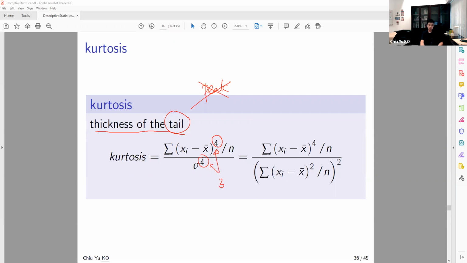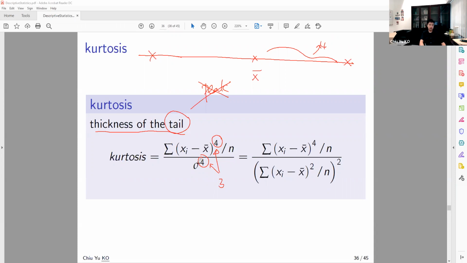And you will see why this is talking about the tail, because you can see it is raised to the power 4. Suppose the mean is here, and the data further away from the mean gets raised to the power 4. When you raise to the power 4, the effect expands a lot.